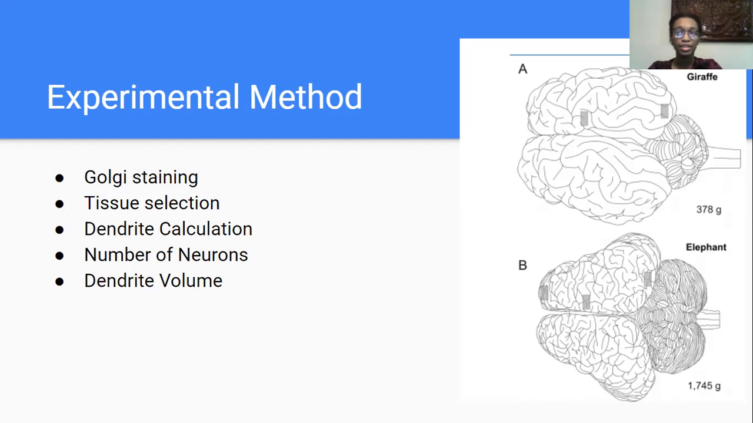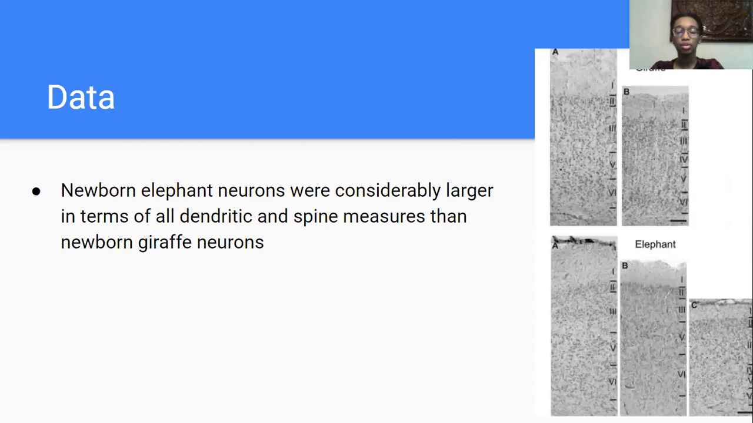So, statistical analysis of these two species show a difference between the small number of neurons that were traced in each cortical region for each of the species. And as a result, the Golgi snapshot that was provided was only able to include about 84 quantified neurons from the giraffe and 69 from the elephants, even though more brain tissue was removed from the elephant than the giraffe. So overall, the newborn elephant neurons had more extensive dendrites, particularly in terms of volume, and they were considered larger in terms of spine measurements as well.